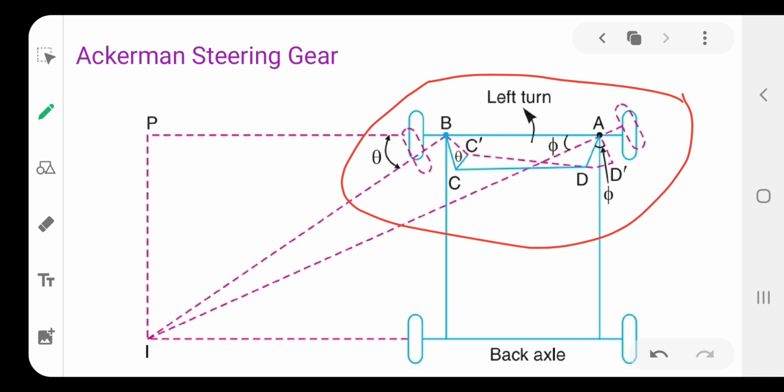In order to satisfy the fundamental equation of correct steering, the values of theta and phi may be obtained either graphically or by calculation using that particular derivation. If you have any query, please contact me.